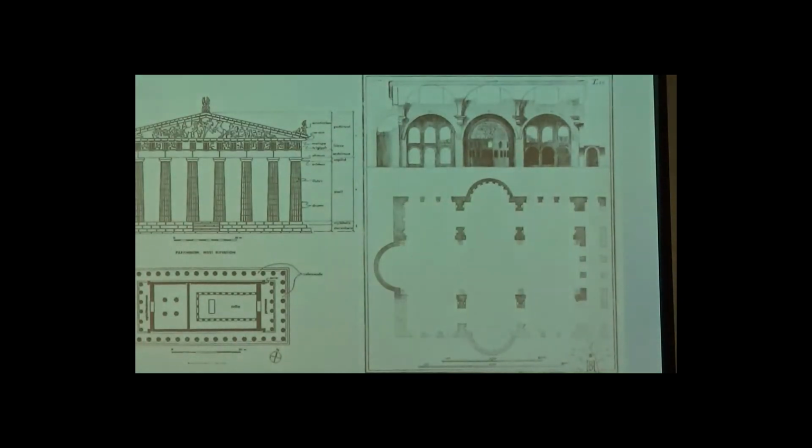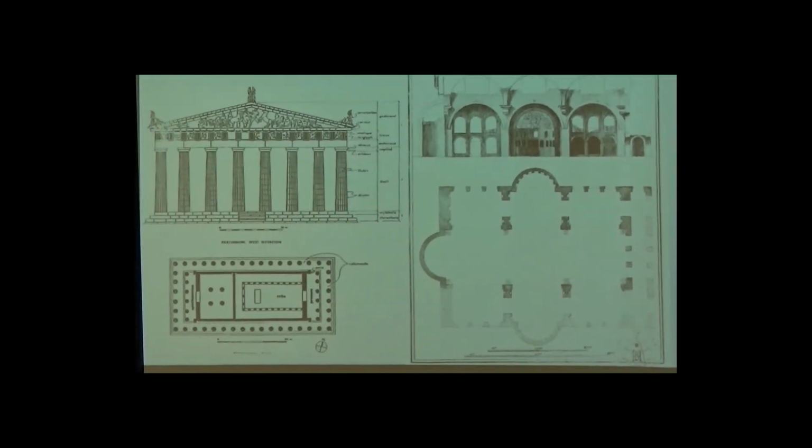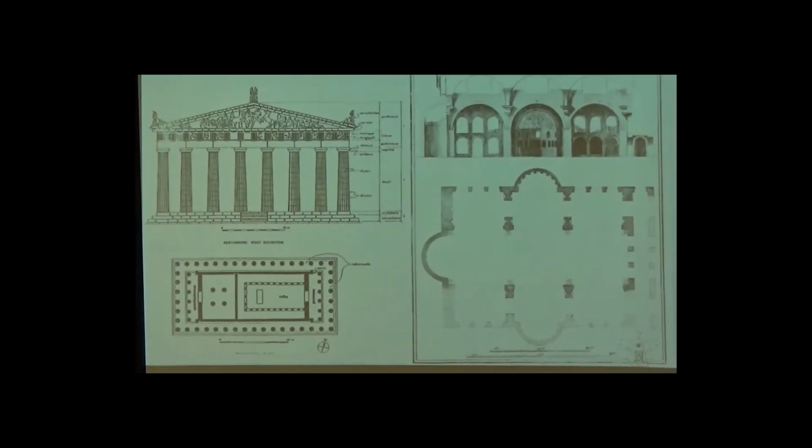Now, many times churches are built over temples. And one of the questions my students asked is, why did they pick the law building instead of the temple? I mean, there were temples everywhere. They could have just converted them over to churches.